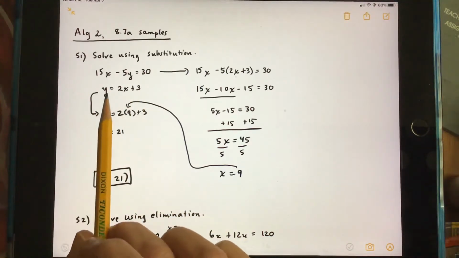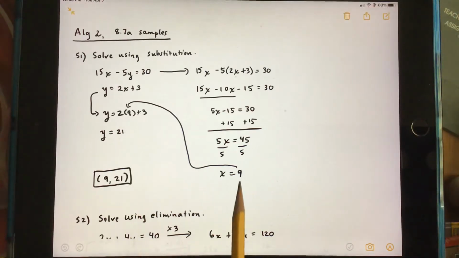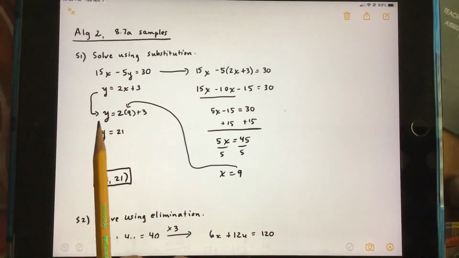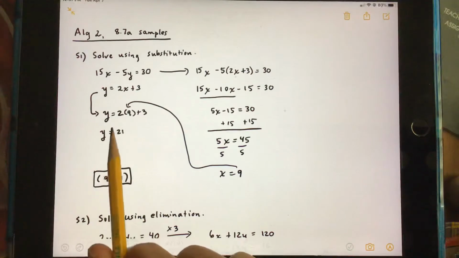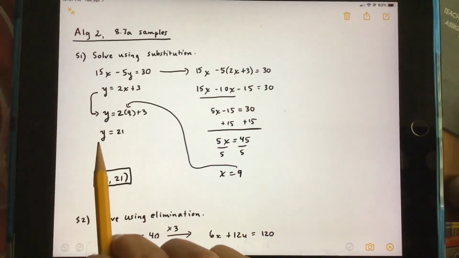This one looks easier. So here's my arrow telling me I'm going to rewrite it, and in place of x, I'm going to put 9, because that's what I figured out x is. And when I do that, all I have to do to figure out the value of y is 2 times 9, 18, plus 3 is 21. X is 9, y is 21.